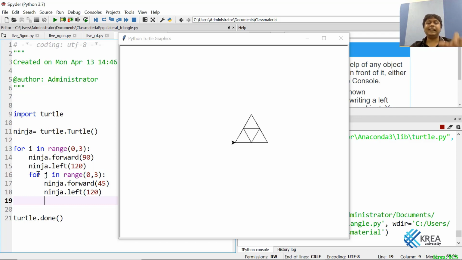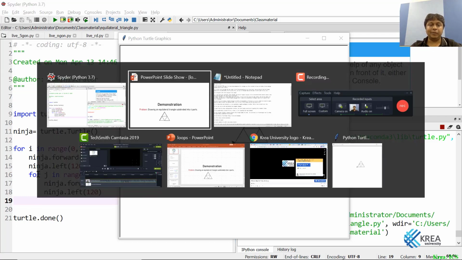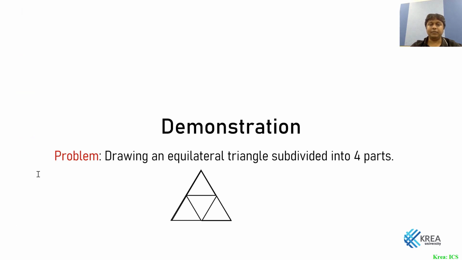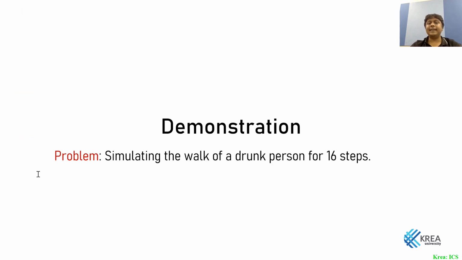So that's how you would basically write your for command, with multiple for commands in the same program. And the next demonstration is, let's say I have a drunk person, and now this drunk person can walk right, left, straight, or behind. And at each time, let's assume they make an angle which is perfectly 90 degrees. They can walk one step to the front, one step to back, one step to the left, and one step to the right. And each time we assume the step size to be the same. And now I want to basically simulate the walk of a drunk person for 16 steps.